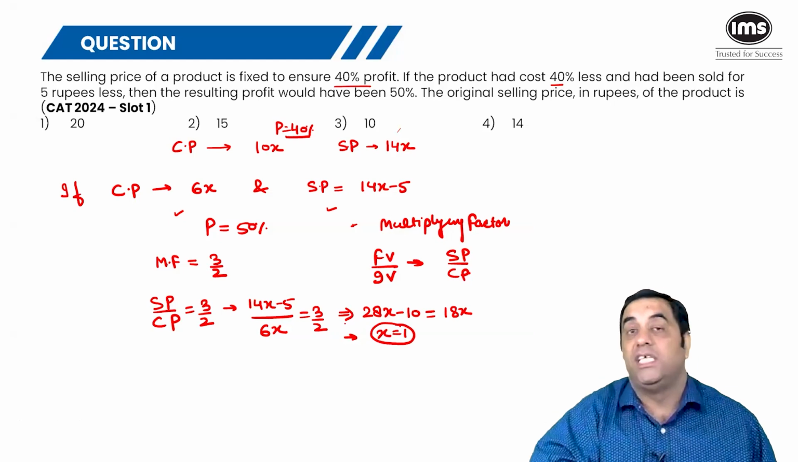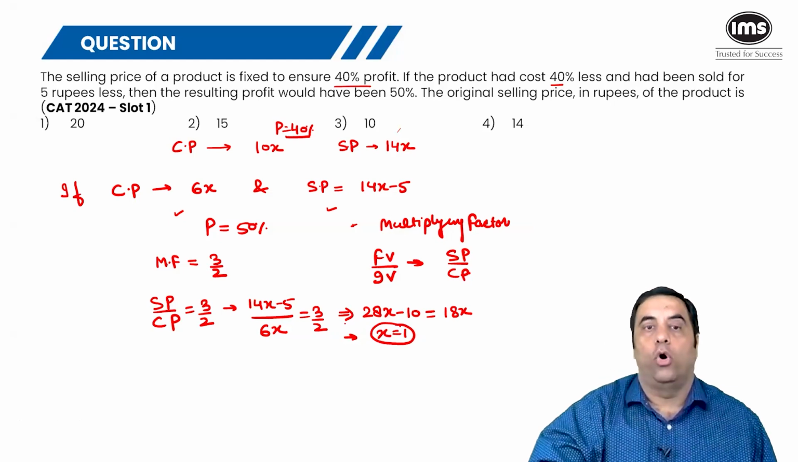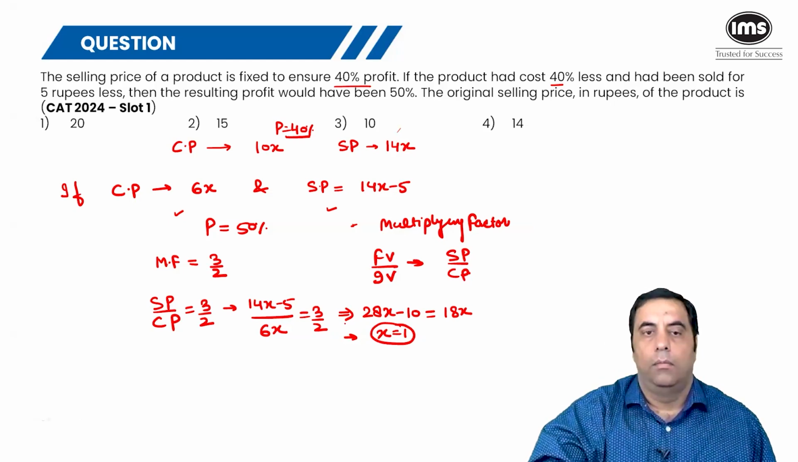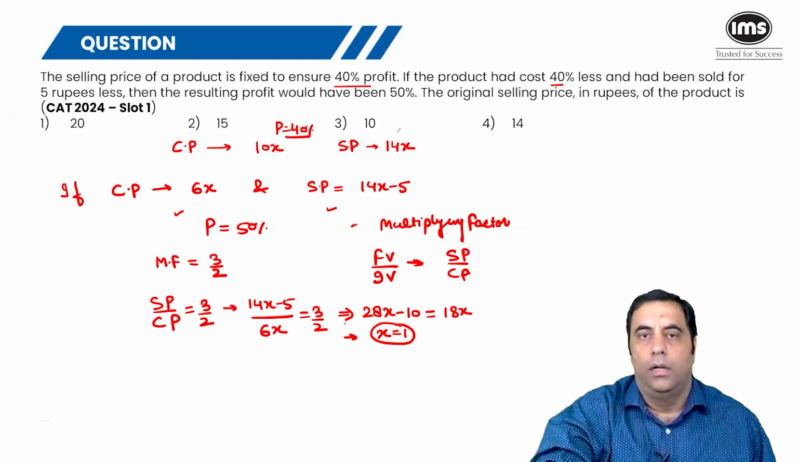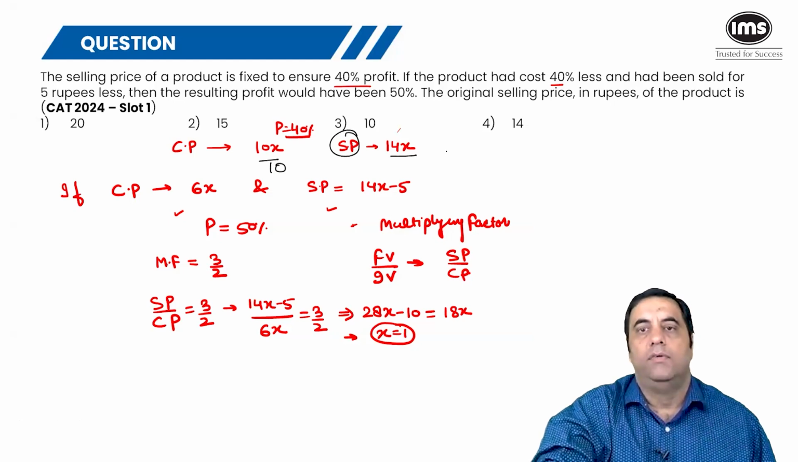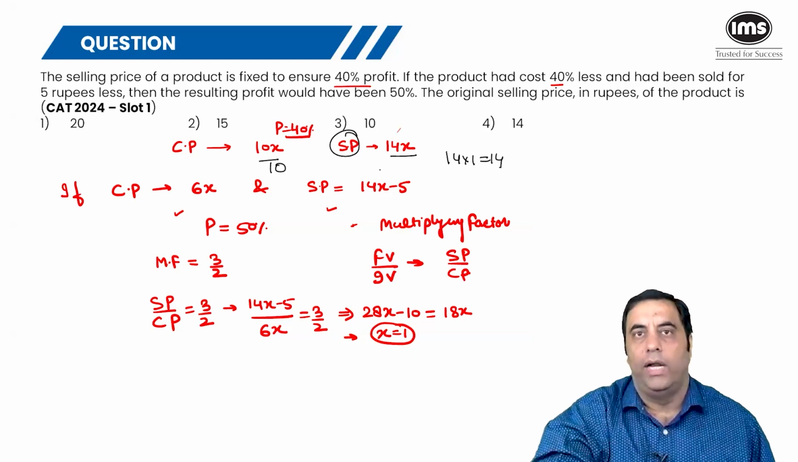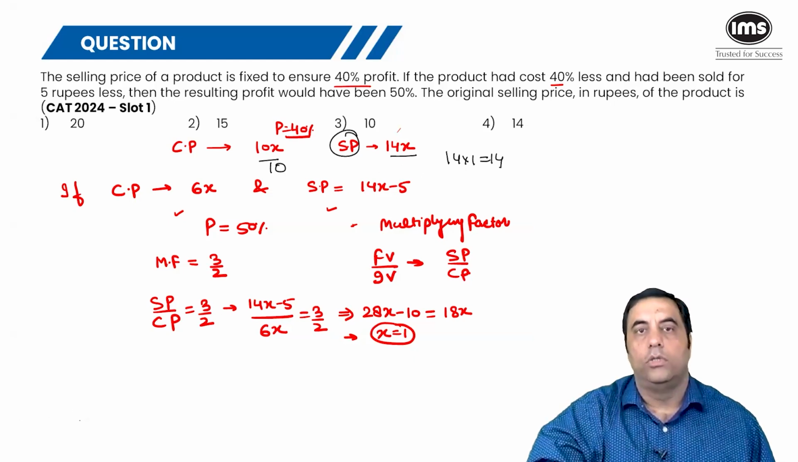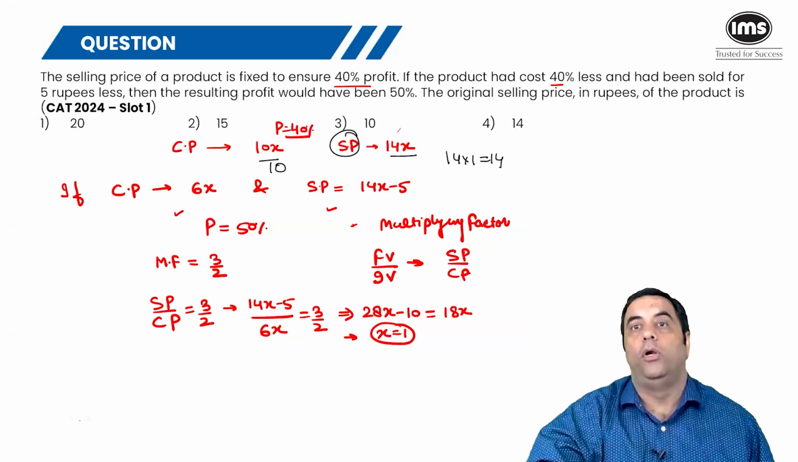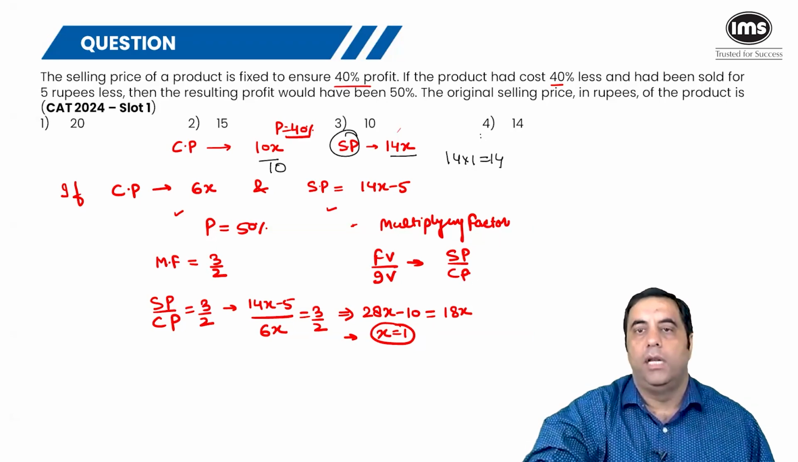Now, the moment I know x equal to 1, I know my cost price will be 10 into 1, that is equal to 10, while my selling price will be 14x, which is equal to 14 into 1, which is equal to 14. What is it that they've asked in the question? So the answer to this question is that my selling price would be 14.